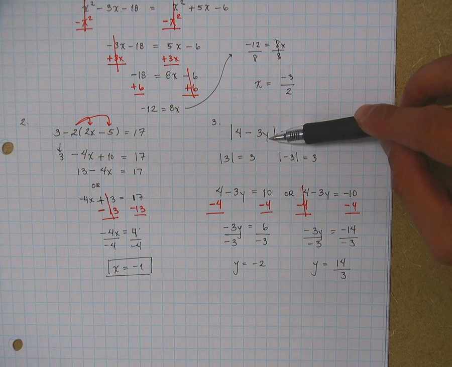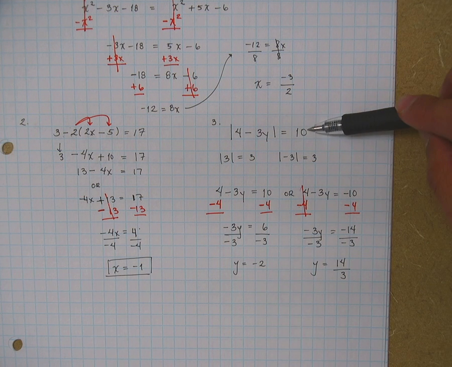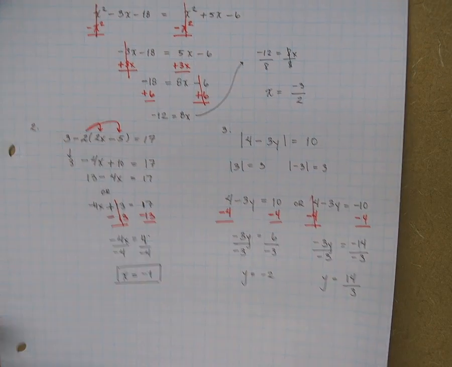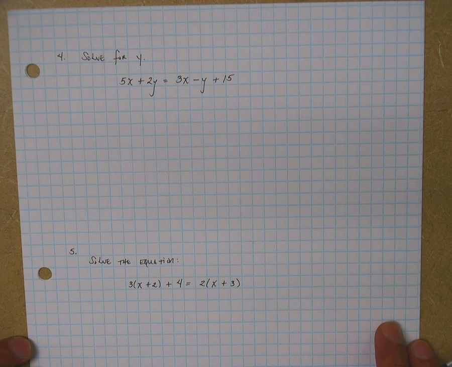So if I plug in negative 2 here, negative 3 times negative 2, well, that's 6, positive. 4 plus 6 is going to give me that absolute value of 10. Alright, so let's go ahead and keep going. We got two more. These are very good, a little bit complex.